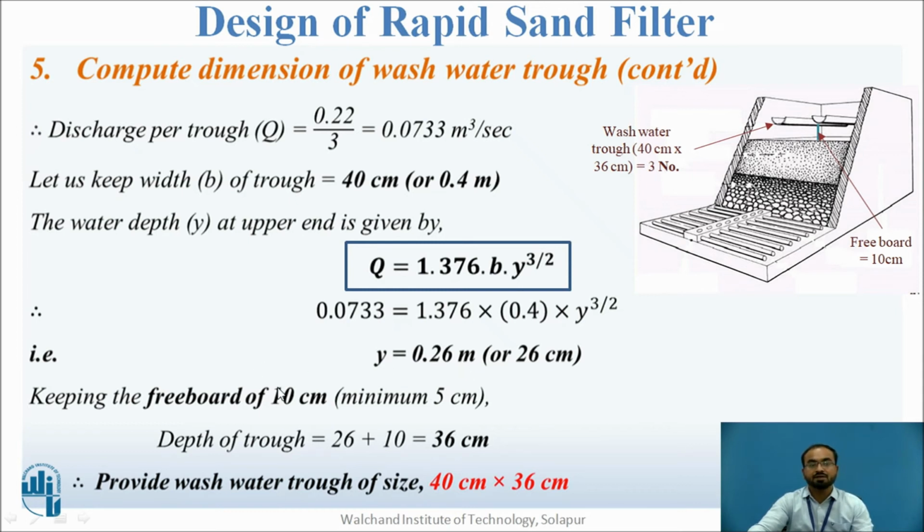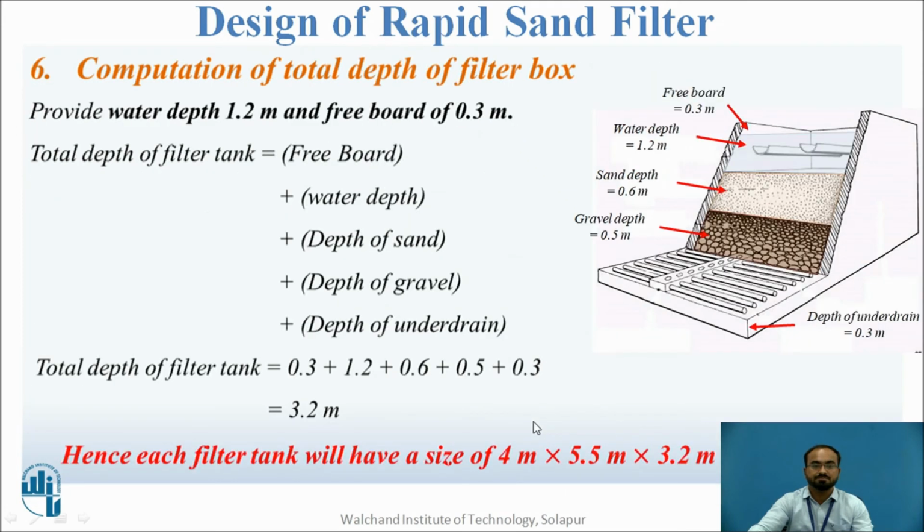So let us keep freeboard above the water trough to be 10 centimeters, that is this part. The distance between the sand bed and the trough, I will keep it as 10 centimeters, and minimum I can keep about 5 centimeters. So total depth of trough will become 26 plus 10, that is 36 centimeters. So let us provide the wash water trough of size 40 centimeters multiplied by 36 centimeters.